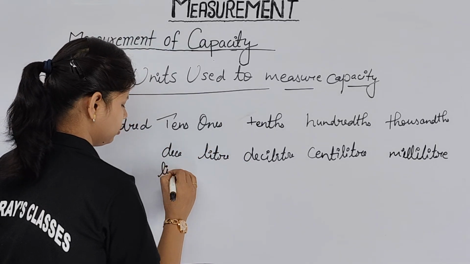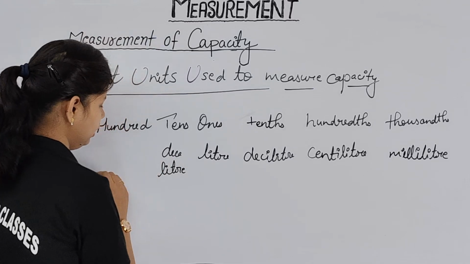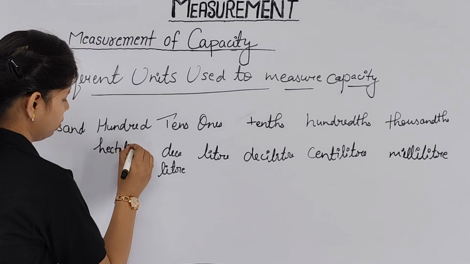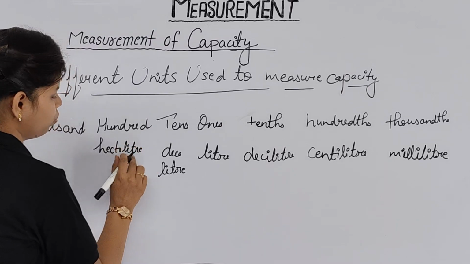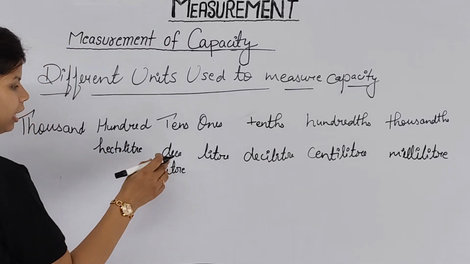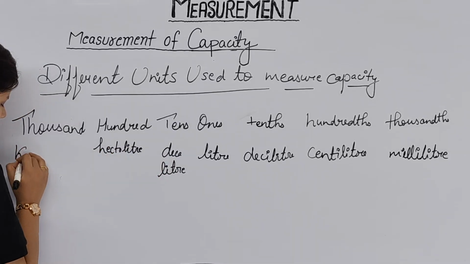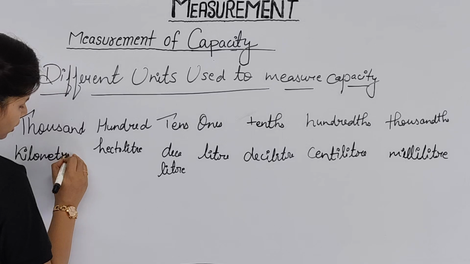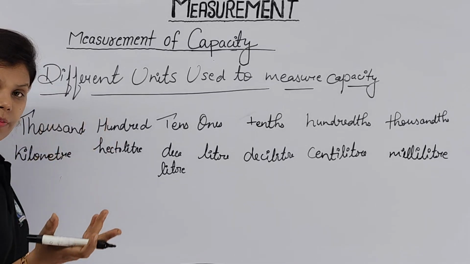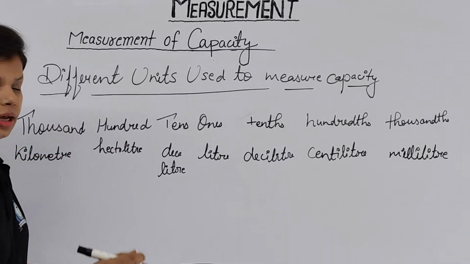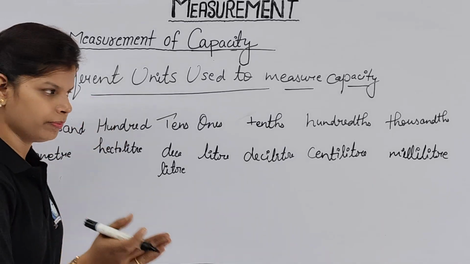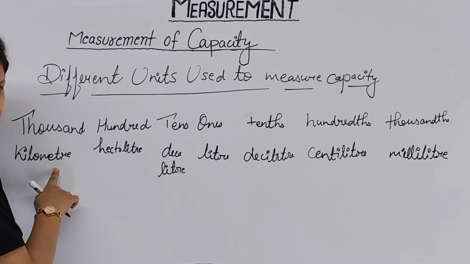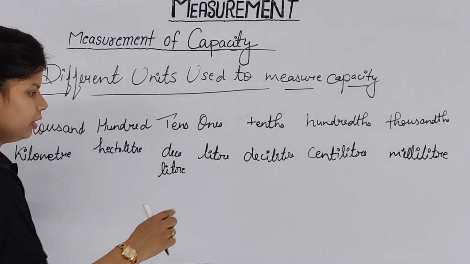Then decaliter. Deca. Next will be hectoliter. Only we are using this word liter everywhere. Deca, hecto, kiloliter. In previous slides we learned that 1 kiloliter equals how many liters? So we have 1 kiloliter equal to 1000 liters. That means liter is here and your kiloliter is here. Clear? That is the difference.